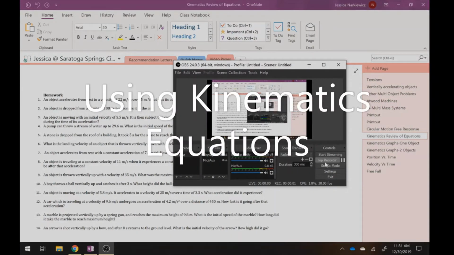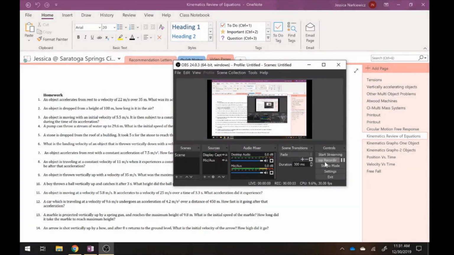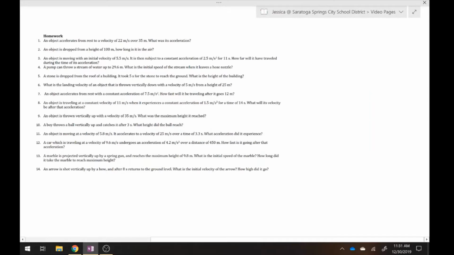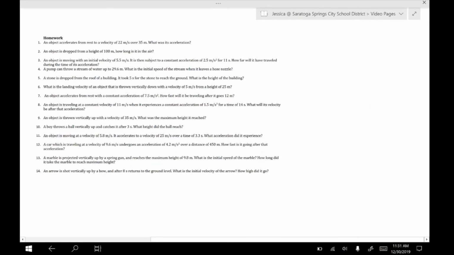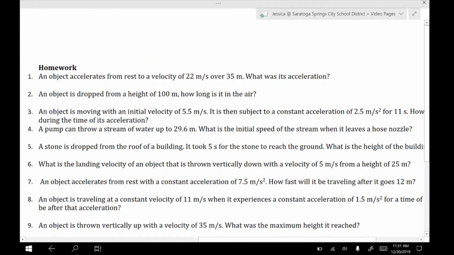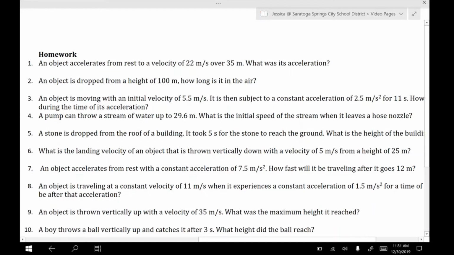This video is going to show you guys how to use the kinematics equations for various types of problems. These are just example problems that you guys should have in your packets that I gave you. The first question here is: an object accelerates from rest to a velocity of 22 meters a second over 35 meters. What was its acceleration?